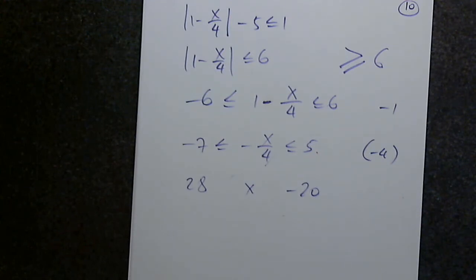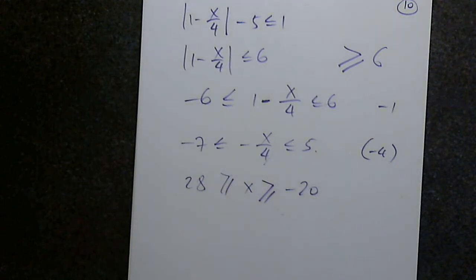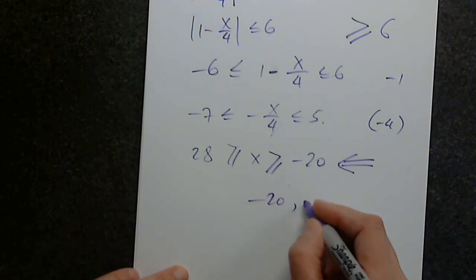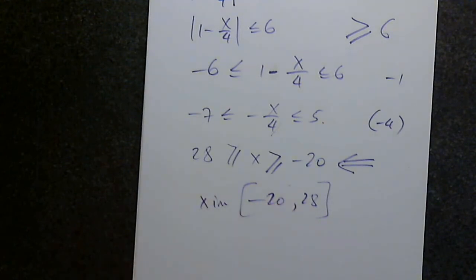If I tell you that x is a number that is greater than 28, but at the same time less than -20, how can a number be greater than 28 and at the same time less than -20? Right. So please remember we have to switch the inequality symbol because we divided or multiplied by a negative number. But now you have to read it from this side. -20 to 28. So careful with that.